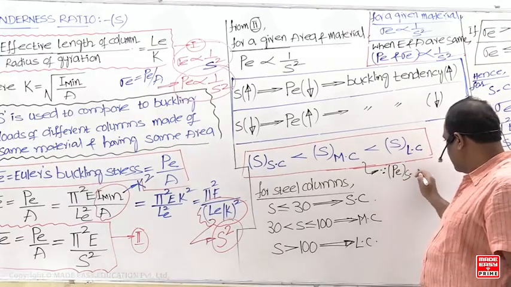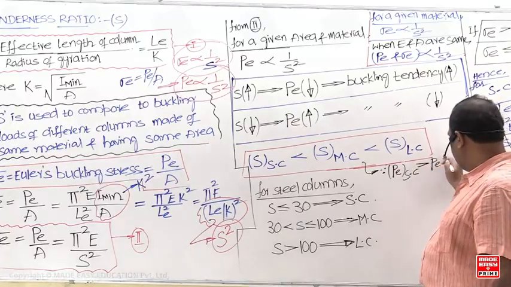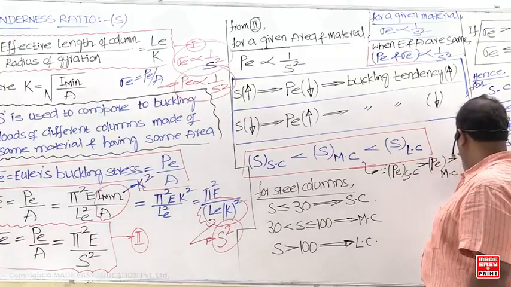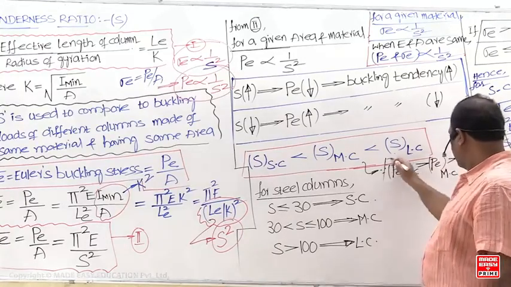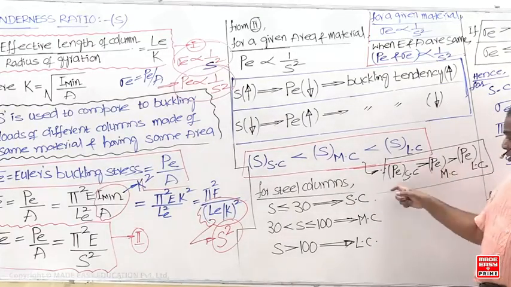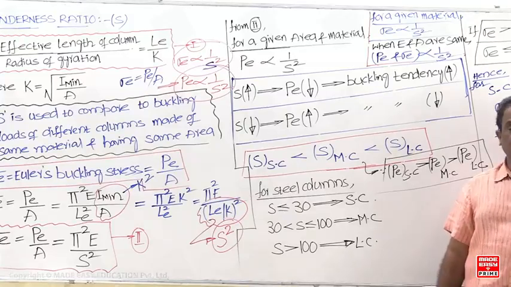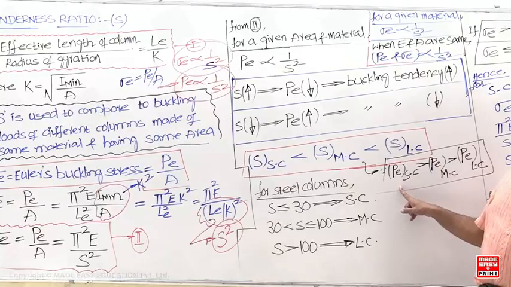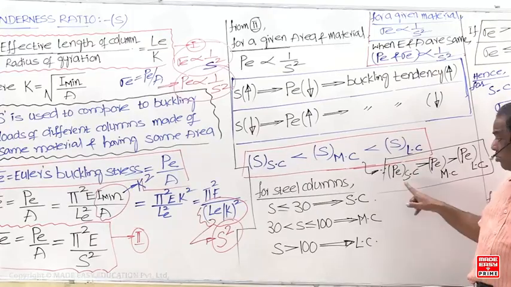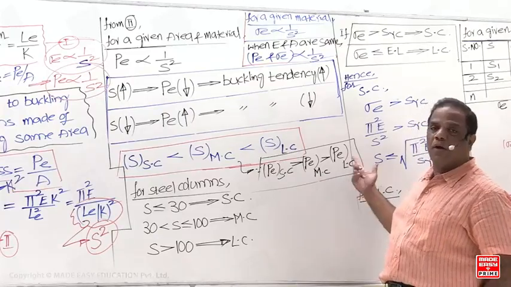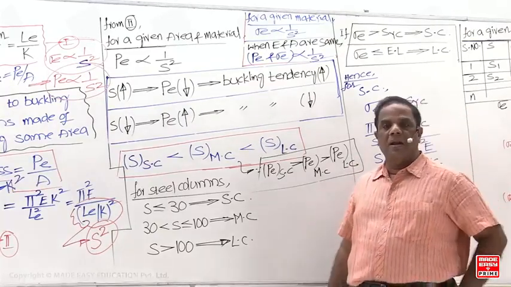Because the buckling load of short columns is greater than the others, they are all valid when all these columns are made of the same material and the same area. At that time, the short columns are able to withstand more compressive load without undergoing buckling. So the buckling load of short columns is more than that of medium columns, and that of medium columns is more than that of long columns. That's why long columns are easily buckled.